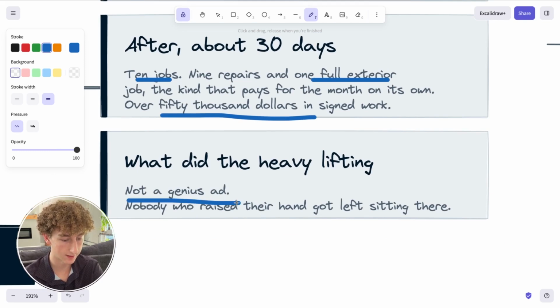It was not genius ads. It was because no one who raised their hand got left sitting there. Our super easy and simple form to fill out will pull people in, and then the follow-up system we have will literally just help push you guys in the right direction so that when you do call, they're ready to book and they're ready to start working with you, if you guys can sell well.